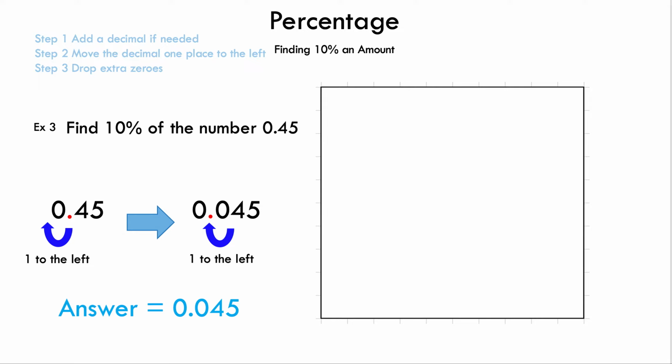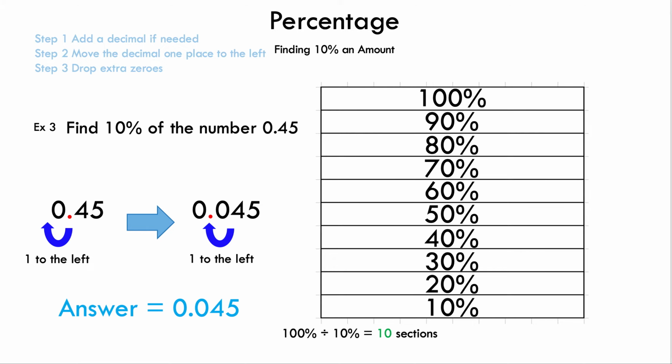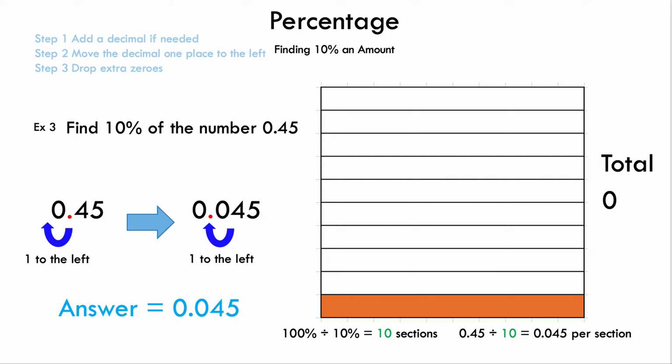Now let's show you why this is the case visually. So that square represents the number 45 hundredths or 0.45. We're going to divide that square into 10 equal sections because 100% divided by 10% is equal to 10 sections. Now we're going to change those into percents, starting with 10% and go all the way to 100%. Now we're going to highlight that 10% or our answer, and now we need to figure out how much is in each section. In order to do that, we're going to divide our number 0.45 by 10, and the result of that is 0.045 or 45 thousandths as our answer. And now we're going to put that number in the first section or our answer, and now our total is 0.045.